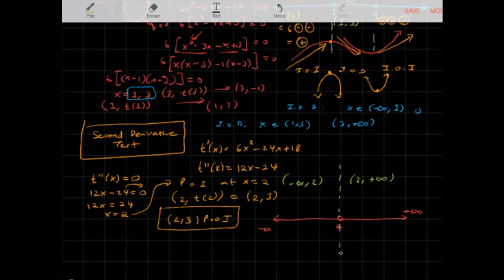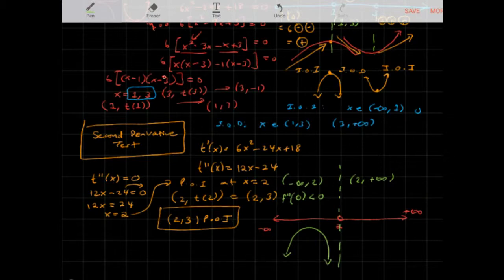We can understand that a point of inflection is a change in concavity, right? So at 2 and 3, we actually do get a change. Now let's take a look at negative infinity to 2. I'm going to do the second derivative, f double prime. We'll pick a number between this interval. Let's do 0. If I plug 0 into my second derivative function, we basically get 12 times 0, which is 0, minus 24, which is negative. So this is less than 0.